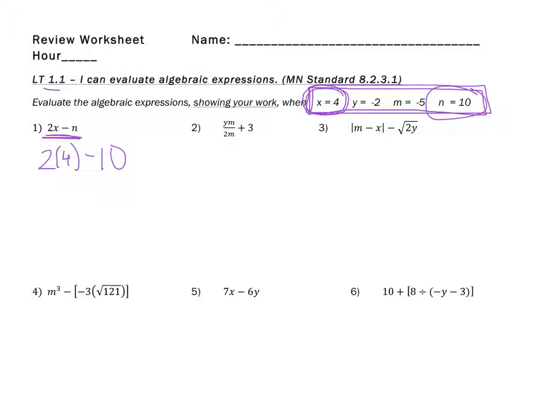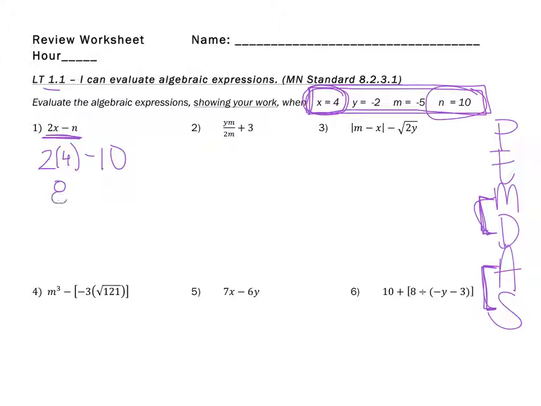And then with this, I want to use PEMDAS. It's a big important part with this learning target. We need to do the order of operations, which is parentheses, exponents, multiplication and division, they go together, so whatever comes first from left to right, and addition and subtraction, whatever comes first from left to right. So using order of operations, we can multiply first. We get 2 times 4 is 8. 8 minus 10, we end up getting a negative 2 as my answer.